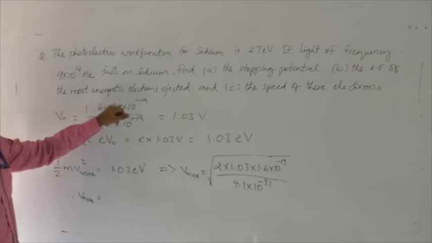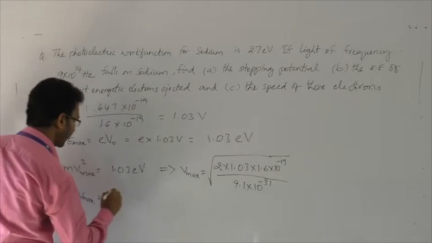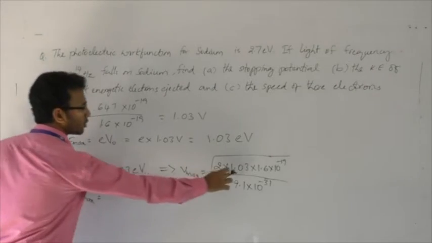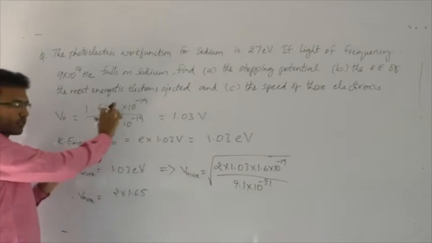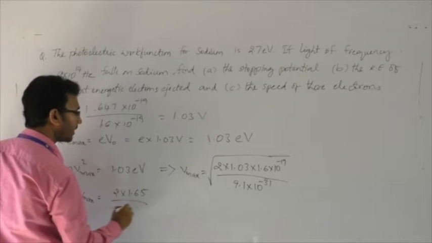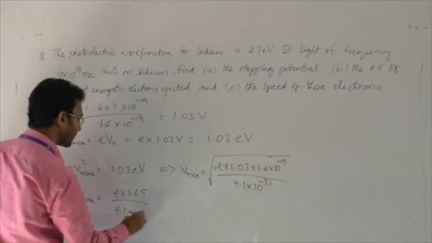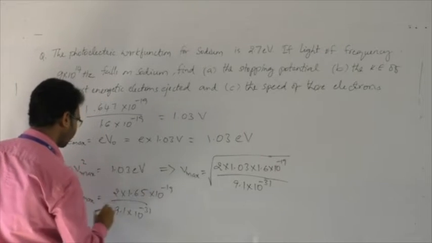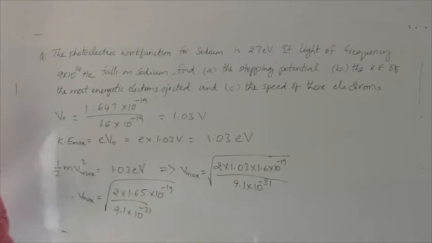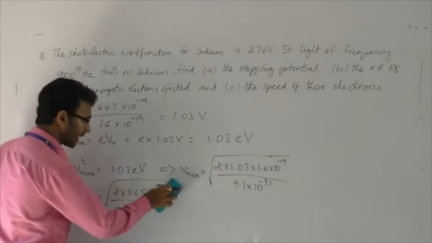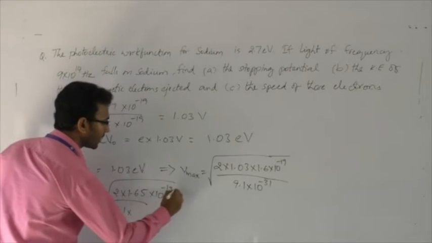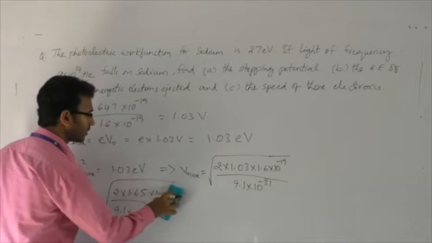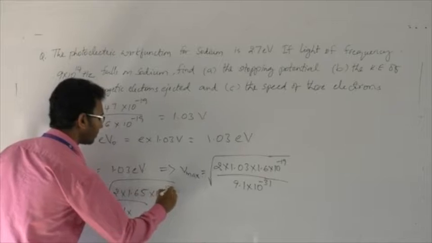It is just 1.647. So I'll write it as 2 into 1.65 roughly, because 1.03 into 1.6, I know it is 1.647. So 1.65 divided by 9.1 into 10 power minus 31. Of course, 10 power minus 19 is there. So this 10 power minus 31, if I take it in the numerator, it becomes plus 31. Then 31 minus 19, we'll get 12.